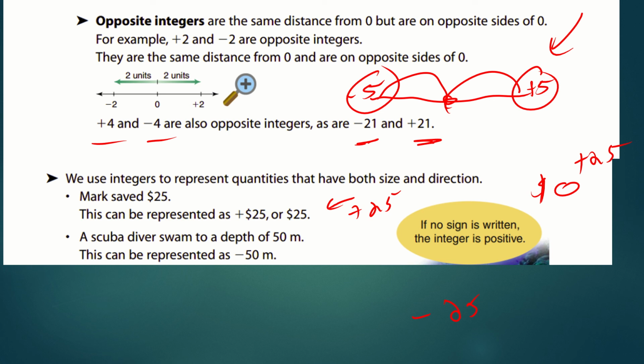So you can do integers not only with temperature and numbers, but with anything really. Let's say I had $0 and my rent was $600. I paid rent, so I get an integer of negative 600. I lost $600, I had to pay it. Let's say though I have $0, and I got paid $600 this week. Now I add 600. So you have to think about how you can put integers into money, into anything like that. Here it says a scuba diver swam to a depth of 50 meters. They swam down, so it's going to be negative 50 meters.